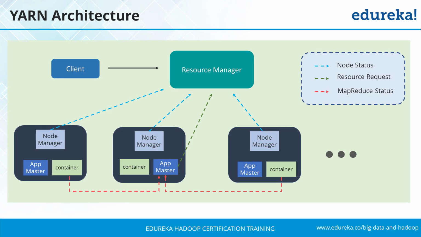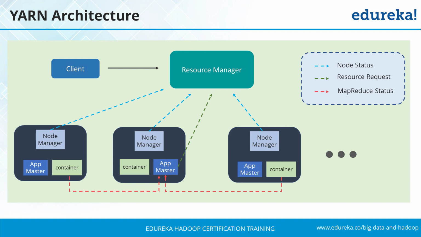But this is how the YARN architecture looks. Here you can see the client who submits a job to the resource manager, and there are multiple node managers deployed on every data node. For 3 applications, you can see 3 application masters, and for each application master, there are multiple containers created. That depends upon how many containers are required for every application you have submitted.